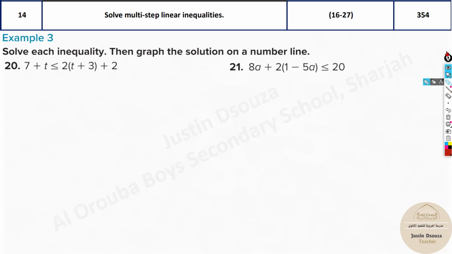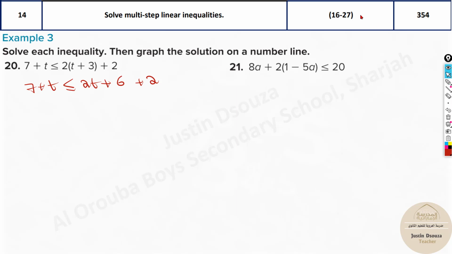Now, let's quickly try these. I wanted to show you in the calculator. Let's try this one. First, let's do the distributive property. 7 plus t less than or equal to 2t plus 6 plus 2. Now the t doesn't cancel. So there are variables on both sides.